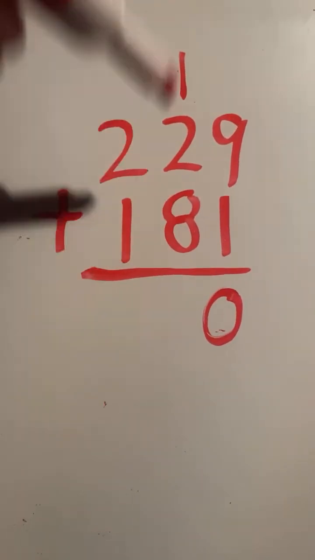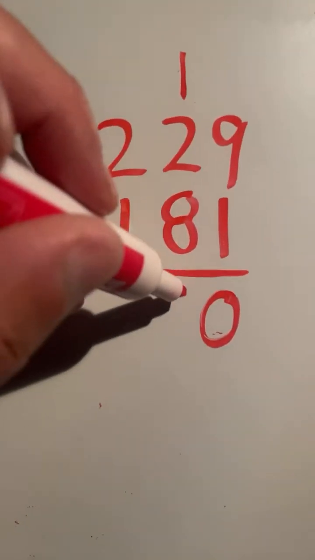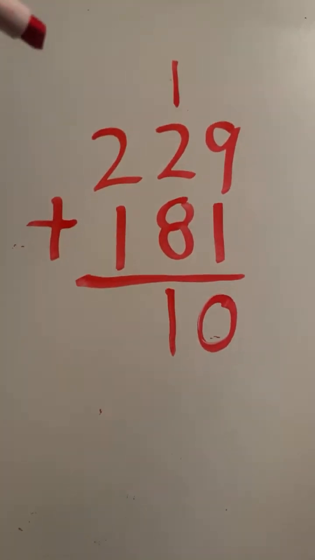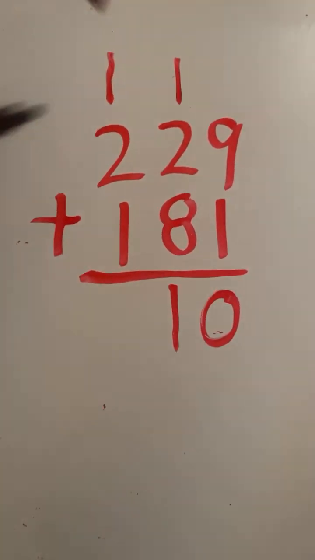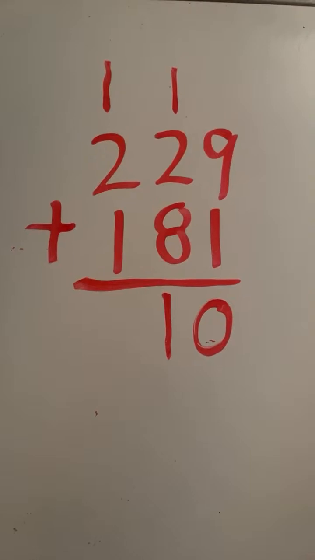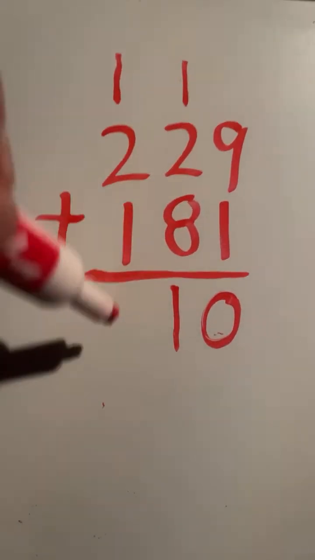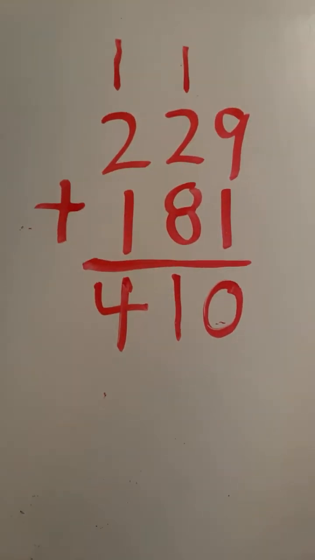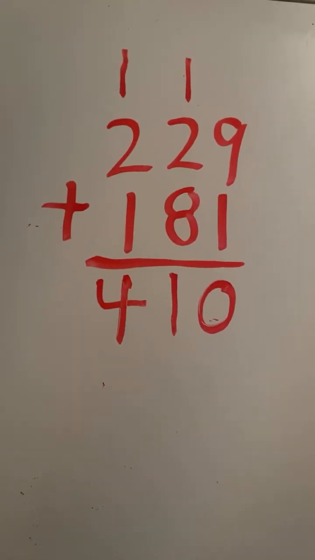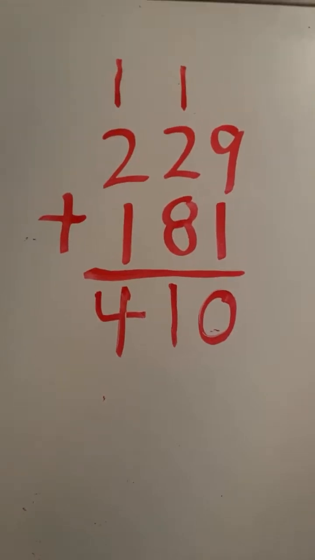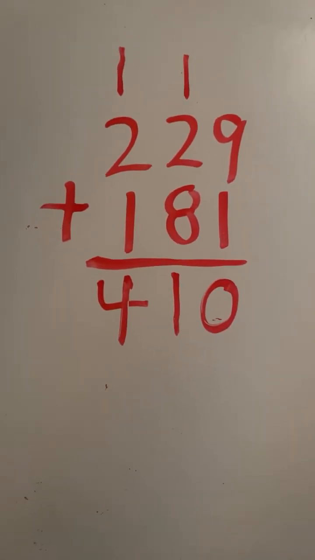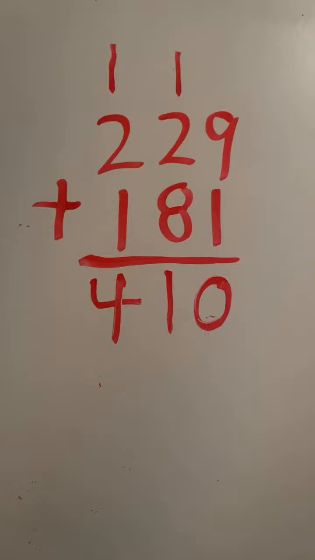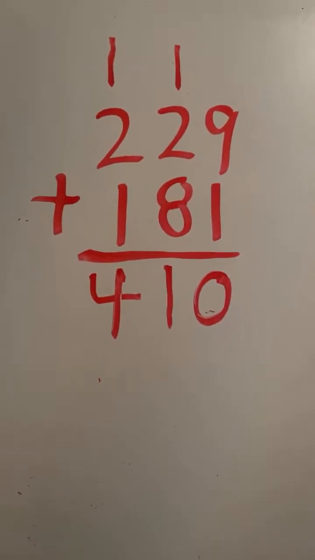2 plus 8 equals 10, plus 1 equals 11. The 1 in 11 goes in the tens place. The other 1 in the number 11 gets carried over to the hundreds place. 2 plus 1 equals 3, plus 1 equals 4. And we have our final answer. 229 plus 181 equals 410.